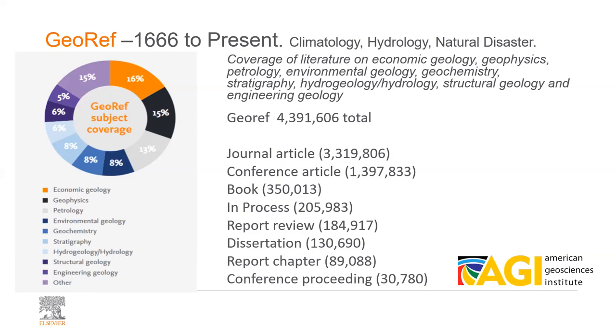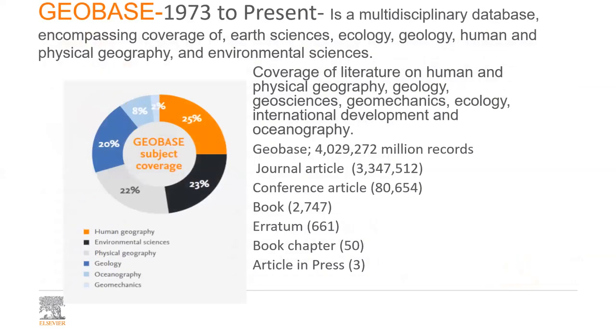The second database we're talking about today is GeoBase. That is actually 1973 to current day. This is an Elsevier abstract and index database. In shorthand, I like to think of this as the human element of geology, geography, geomechanics, development, oceanography. So a little bit more of the human aspect and how it affects some of those referenceable materials that you would maybe exclusively find in GeoRef. So it really does make it a very nice companion database.